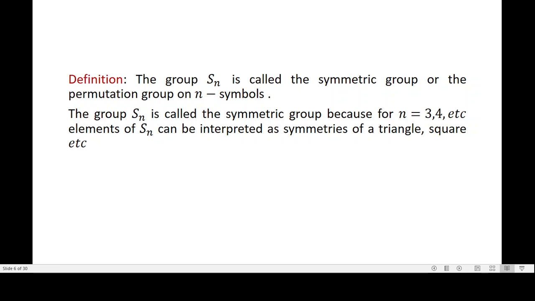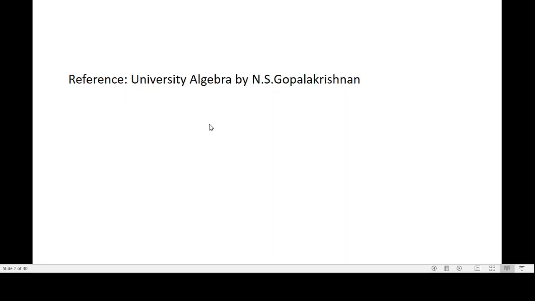Now the group Sn is called the symmetric group because for n equal to 3, elements of S3 can be interpreted as symmetries of a triangle. For n equal to 4, elements of S4 can be interpreted as symmetries of a square, etc. Therefore, it is called the symmetric group. I hope you have understood the definition of permutation group or symmetric group.